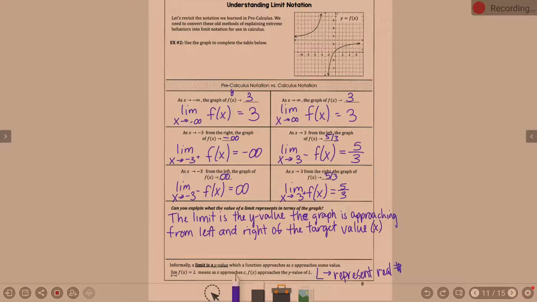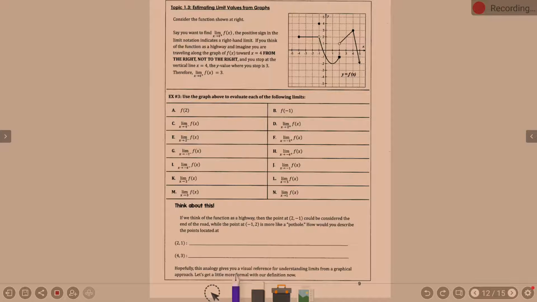Okay, ready? So we have this lovely piecewise function graph, and we're going to consider it. We're going to talk about all the limits here. So, for example, say you want to find the limit as x approaches 4 from the right of f of x. The positive sign in the limit notation indicates a right-hand limit. We've already talked about that.